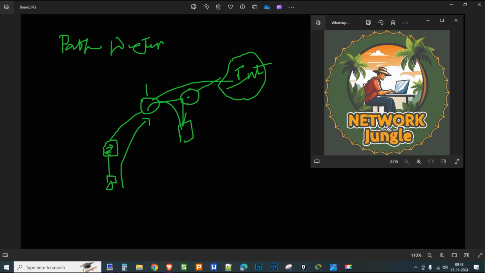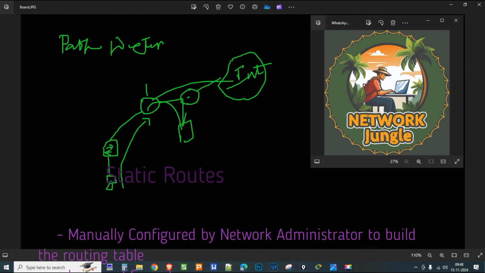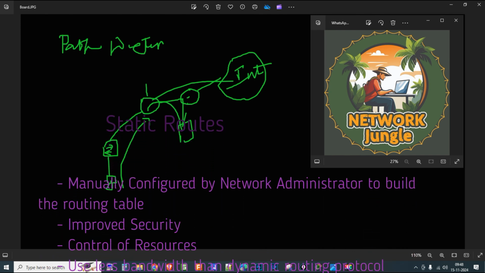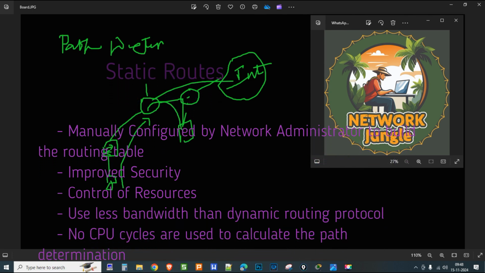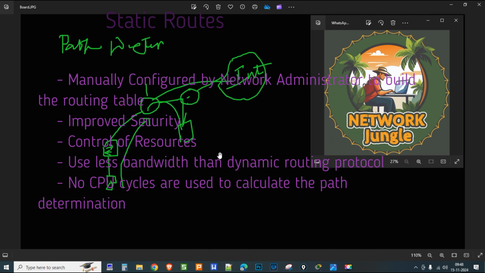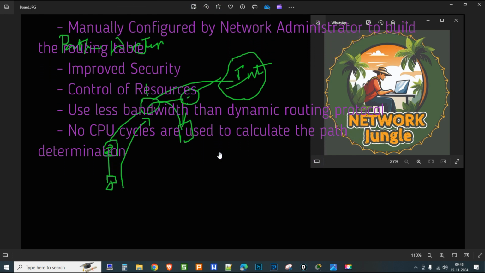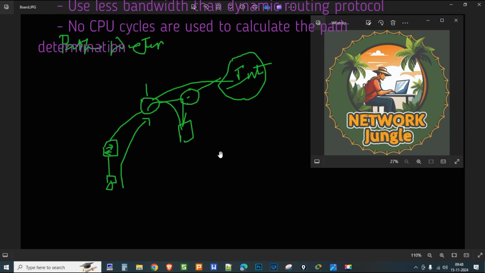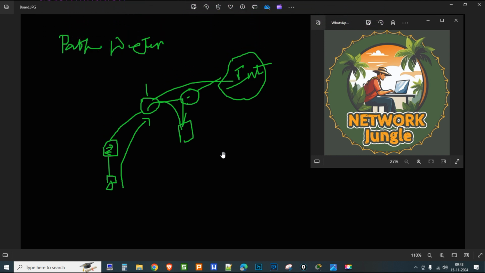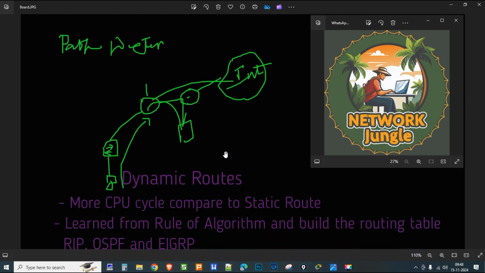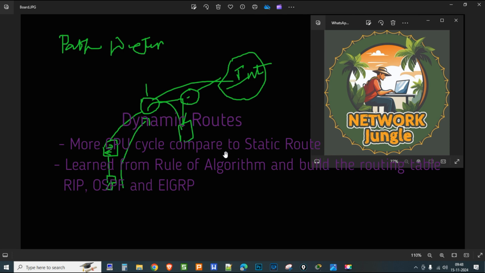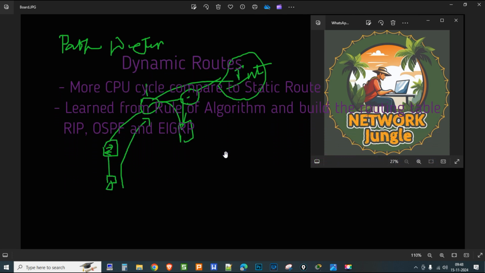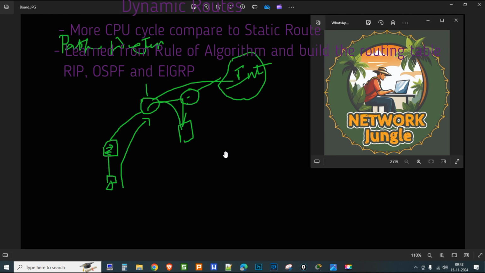There are two types of routes. One is the static route, another one is the dynamic route. Static route is nothing but we need to configure manually by the network admin to build the routing table. It improves the security and control of resources. It can use less bandwidth than the dynamic routing protocol. So mainly CPU cycle is not utilized for static routing. But dynamic routing can utilize the CPU cycle to understand the remote networks based on the algorithm. The n number of dynamic routing algorithms are available in real-time mode. We can see them one by one.